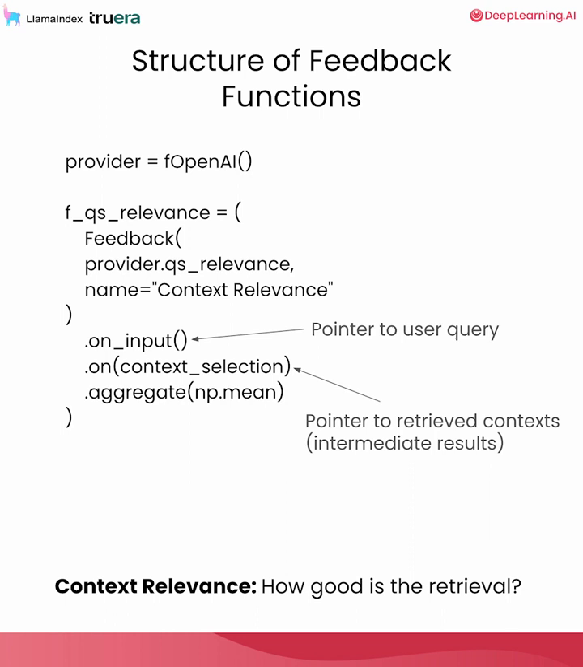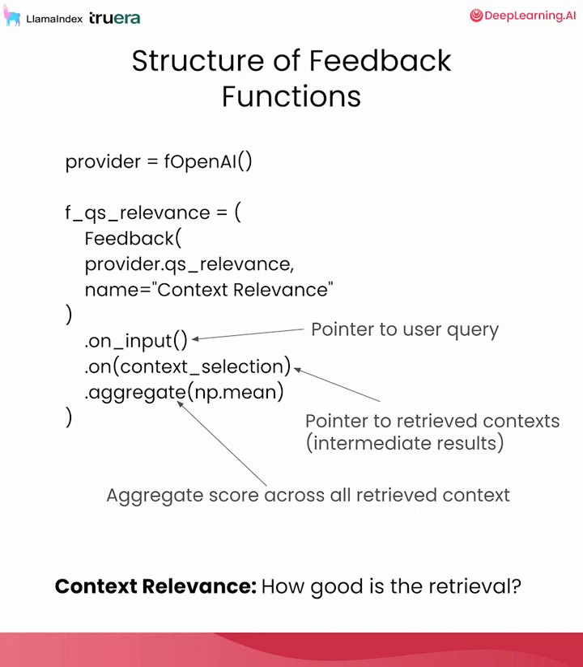We get back a score for each of the retrieved pieces of context, assessing how relevant or good that context is with respect to the query that was asked, and then we aggregate and average those scores across all the retrieved pieces of context to get the final score.